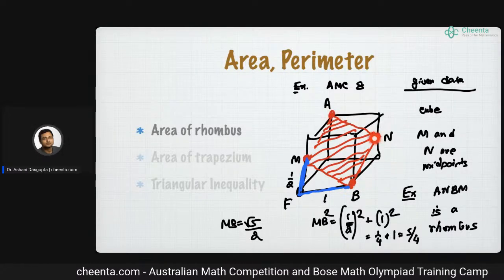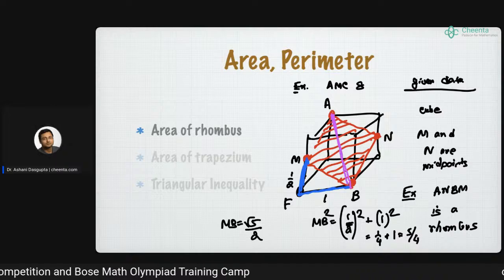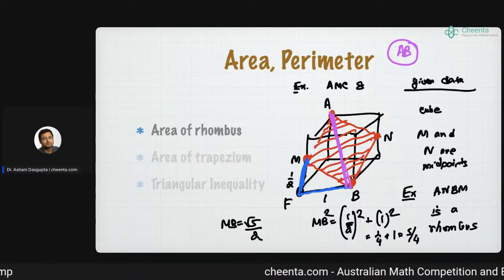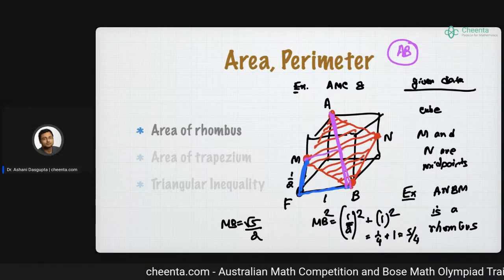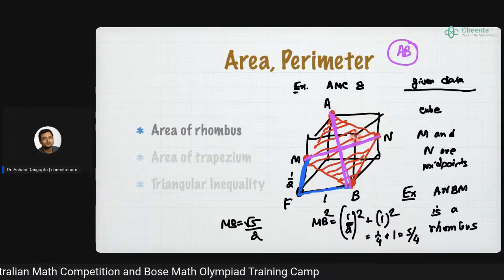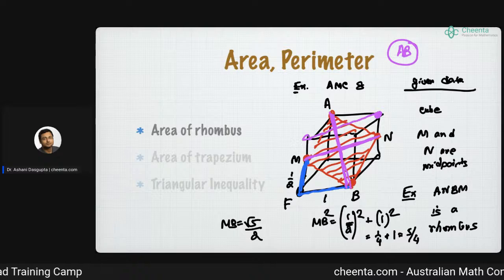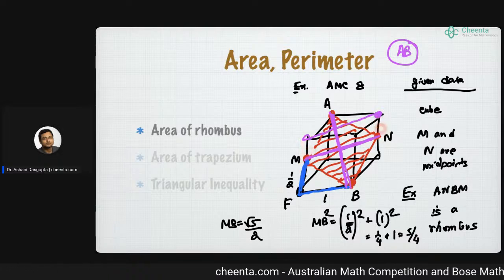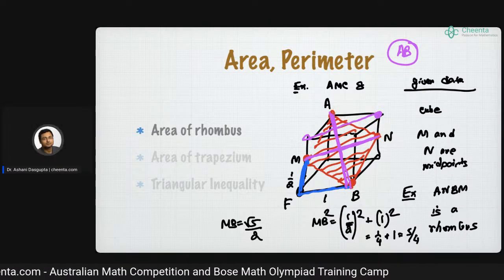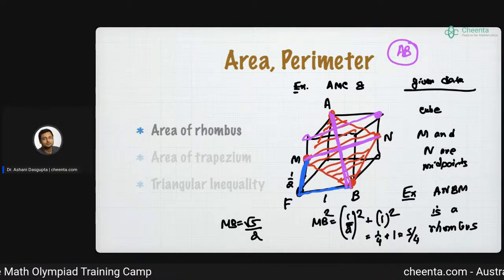So once you know that this is a rhombus, you can immediately find out the area of it, because you can compute the length of this particular diagonal AB. You can compute AB, and you can also compute MN, because if you lift MN upward, you will get the diagonal of this top face. Just slide MN upward, and you will be able to see this as a diagonal of this top face, and you know how to compute the length of the diagonal of a face. So I'll leave it to you to complete it.